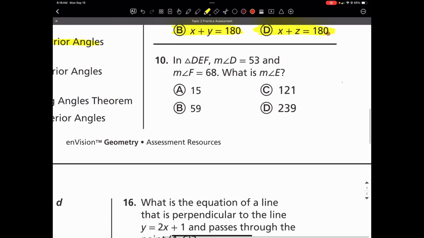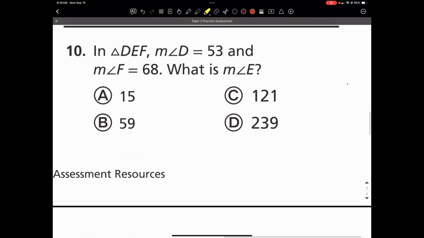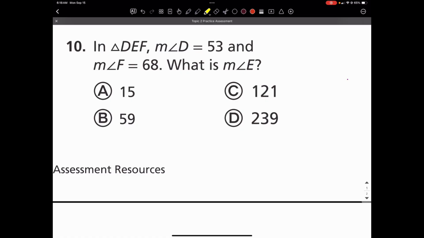Number 10. In triangle DEF, the measure of angle D is equal to 53. The measure of angle F is equal to 68. What is the measure of angle E? If you have a triangle, just draw a triangle, it doesn't have to be perfect, and we say that's DEF. The measure of angle D is 53, the measure of angle F is 68. What is the measure of angle E?